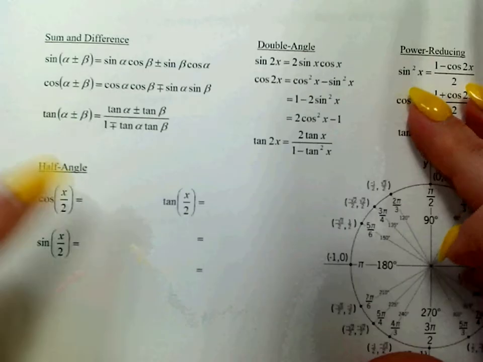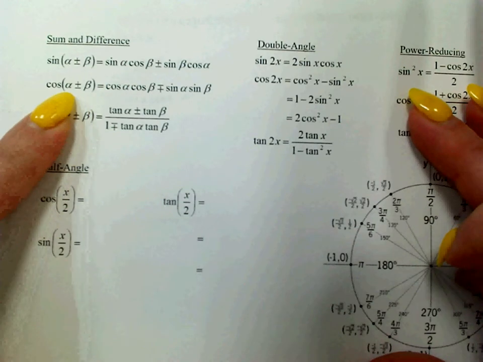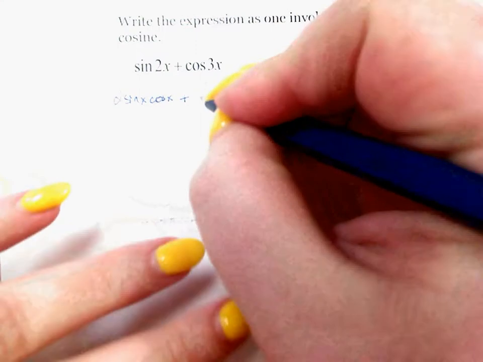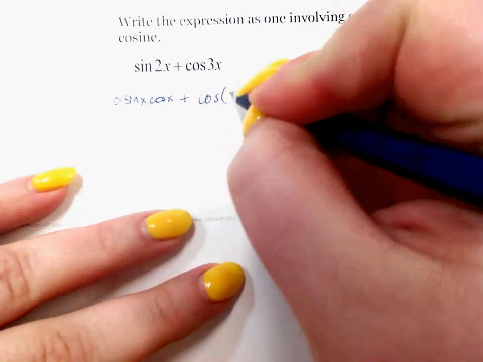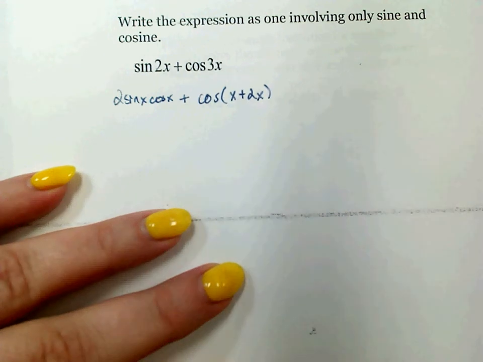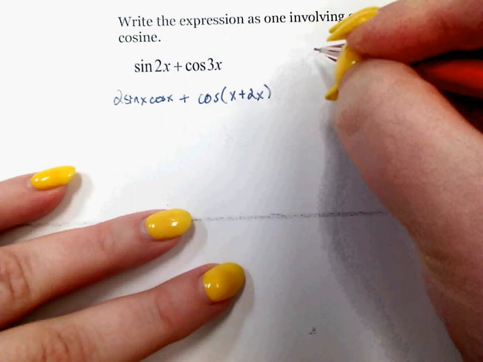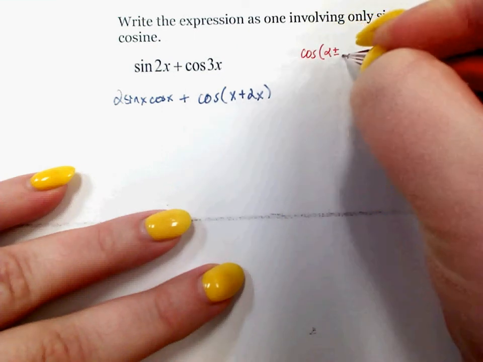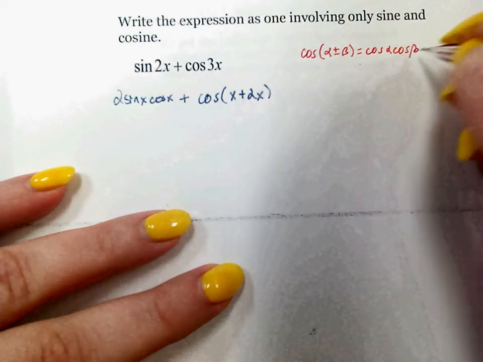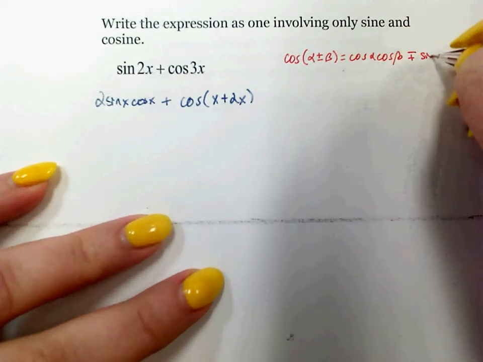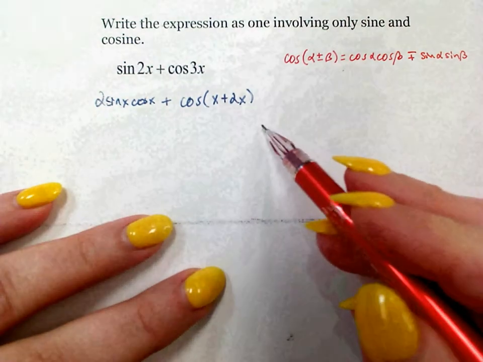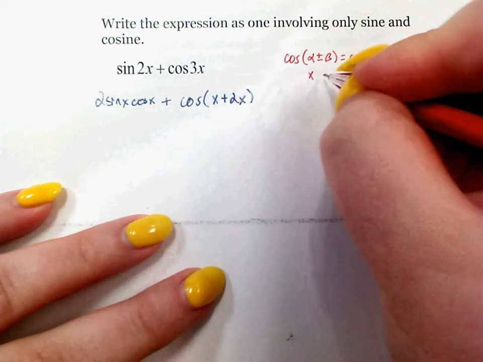So what I'm actually going to do is use my sum and difference for cosine, and I'm going to split it up as x and 2x, or 2x and x, whatever you want to say. So I'm going to rewrite this as cosine of x plus 2x. Just as a reminder, the sum and difference formula for cosine of alpha plus and minus beta equals cosine alpha cosine beta minus plus sine alpha sine beta. So we're going to apply that to this right here where alpha is going to be x and beta is going to be 2x.